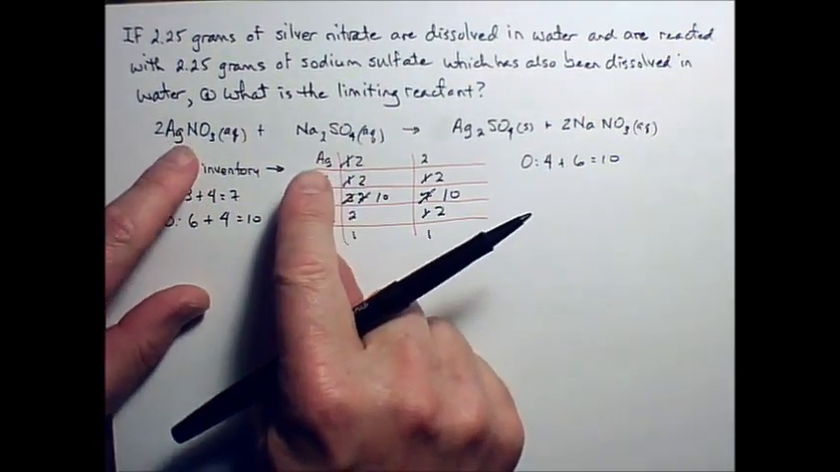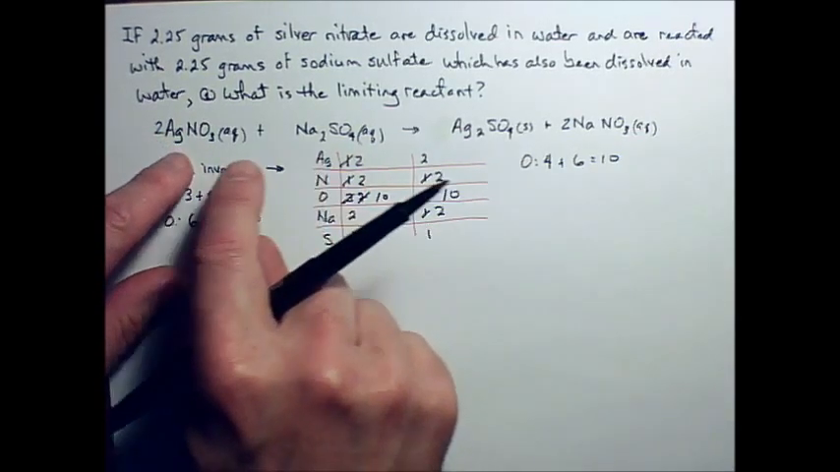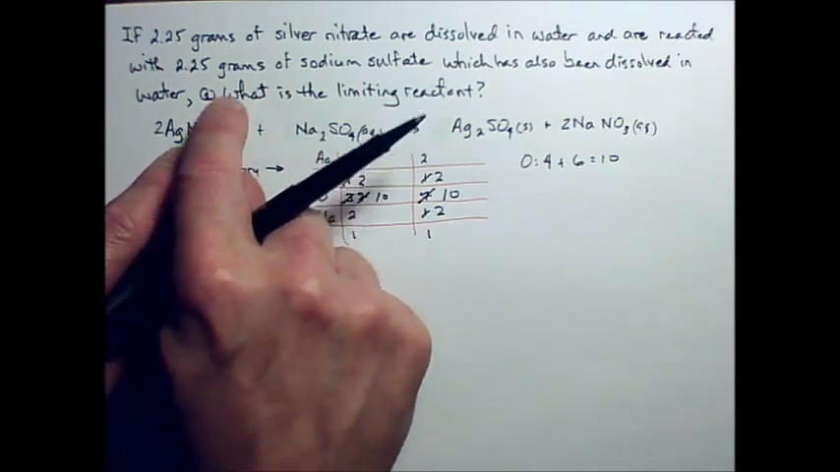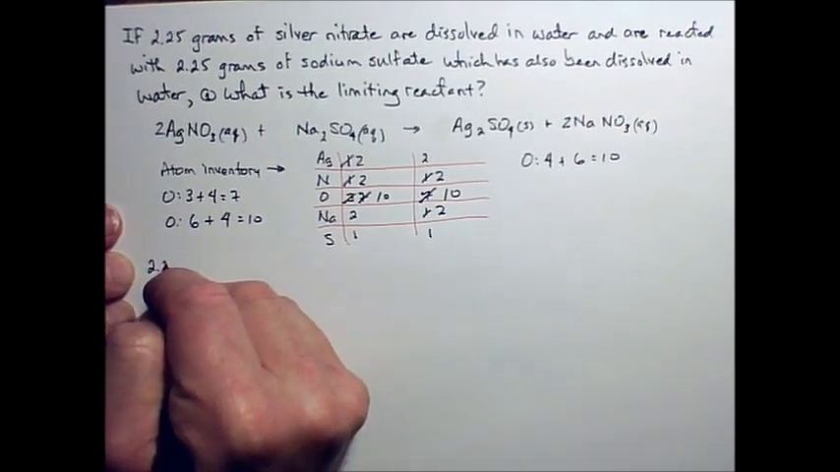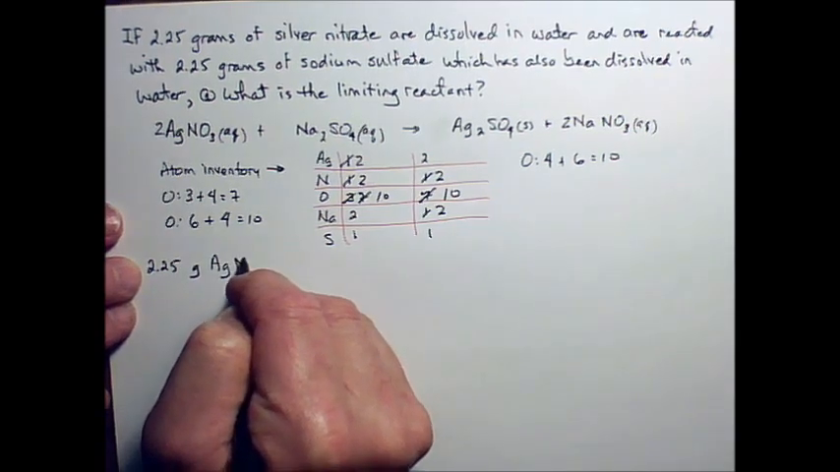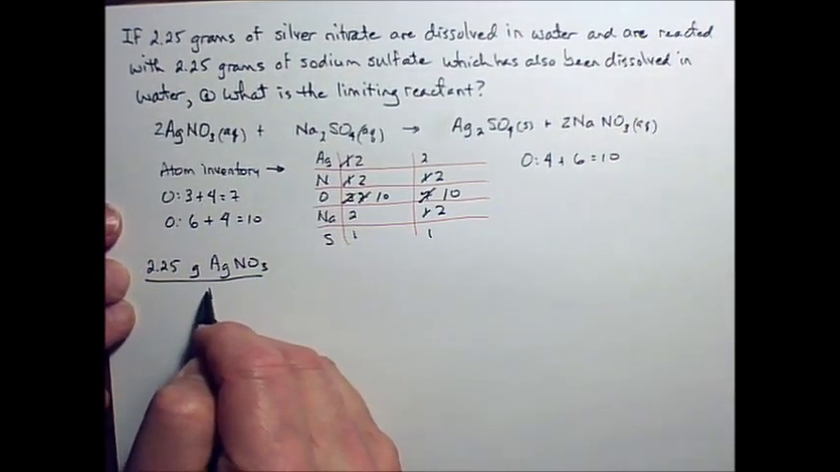So what we want to do is figure out which one of these is going to run out first. And we're going to use mass-to-mass stoichiometry calculations to do that. So we're going to start with this 2.25 grams of silver nitrate. And we always put our starting amounts over 1.